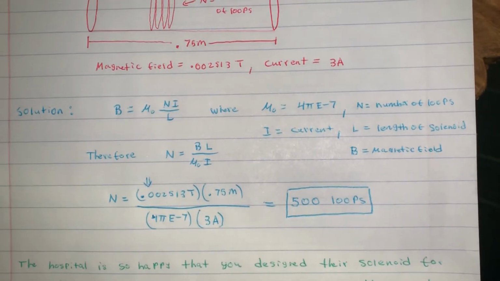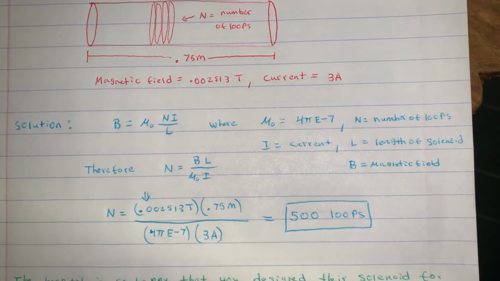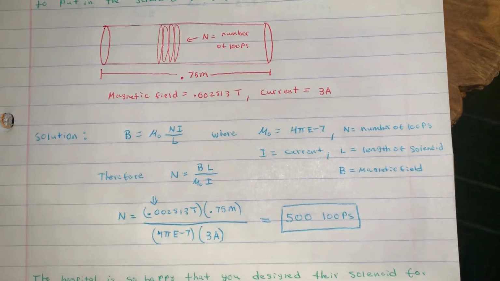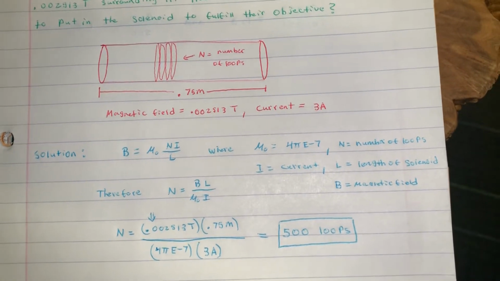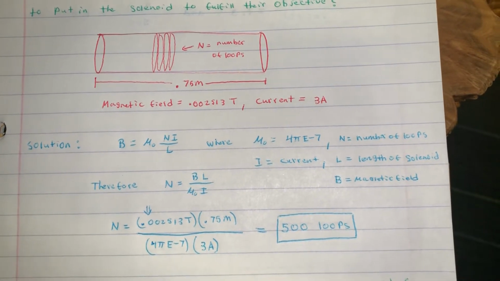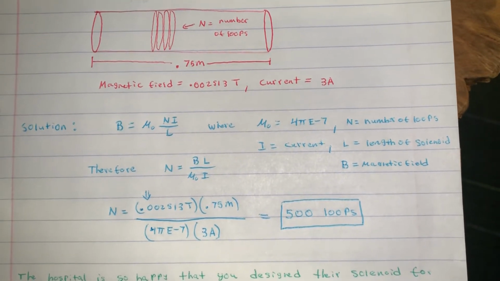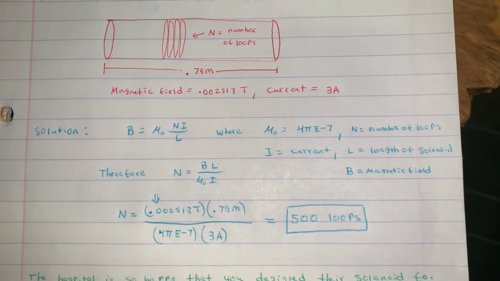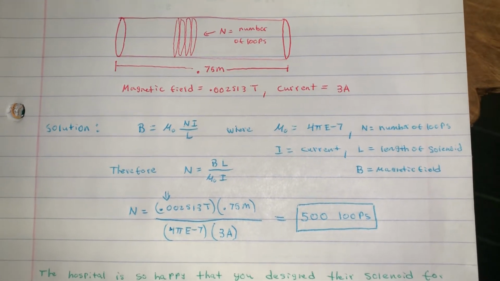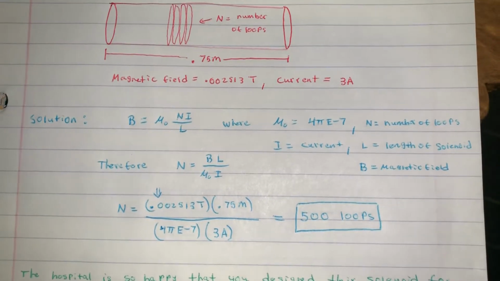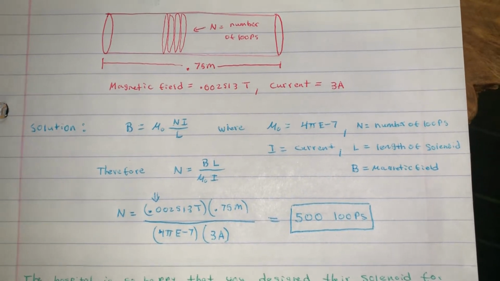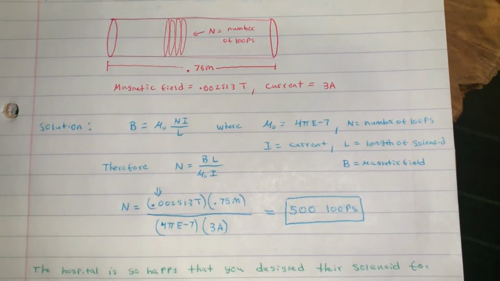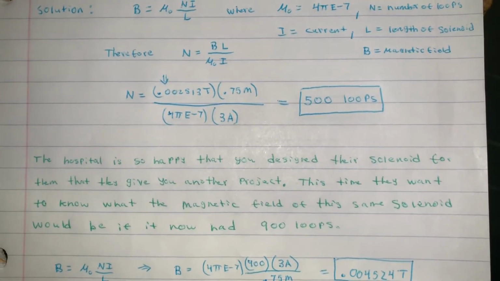So, to solve this, we know that the magnetic field of a solenoid is equal to mu naught times the number of loops in the solenoid times the current divided by the length of the solenoid. So then when we rearrange our variables, we get that the number of loops in the solenoid is equal to the magnetic field times the length divided by mu naught times the current. And when we plug in our numbers that the hospital gave us, we get that their solenoid should have approximately 500 loops.